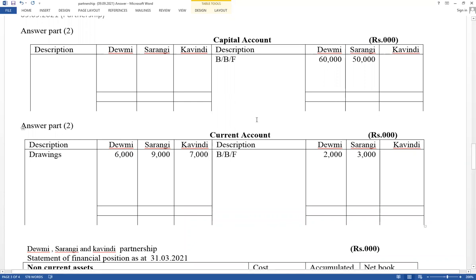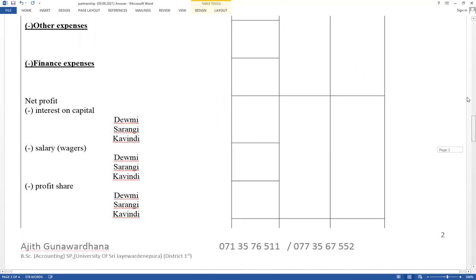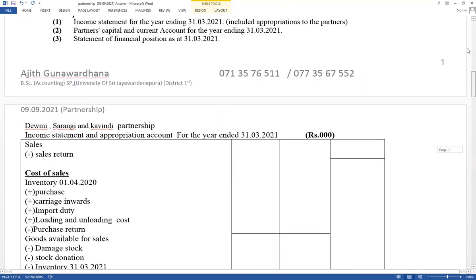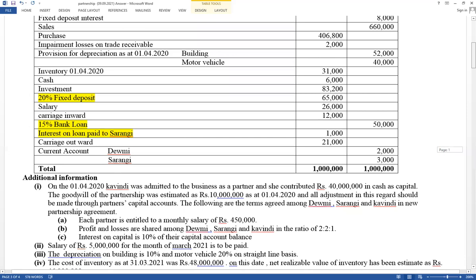Right now, additional information should be done. Think about what additional information has not been recorded yet. Therefore, the double entry system should be applied. Now think about the first additional item, relevant to the admission of a new partner.